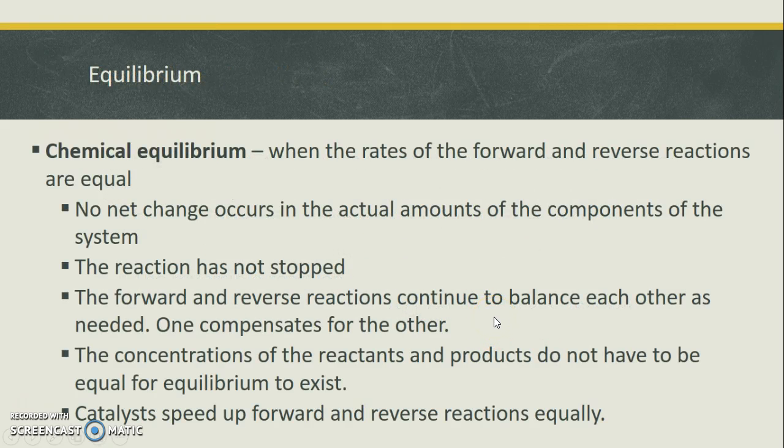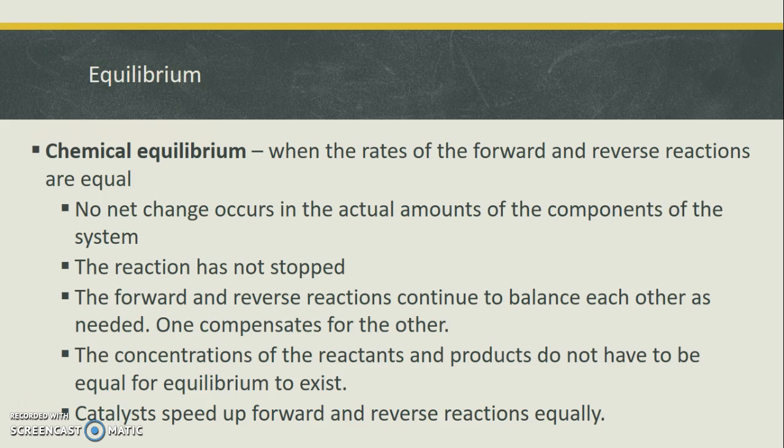Equilibrium just simply means that you have things in balance. You have things that are equal. And so with a reaction, you have equilibrium when you have the forward and the reverse reactions happening equally. A couple of points. There's no change in the actual amounts. We're assuming there's a lid on our system. It's closed. You're not actually adding new things to the reaction. The reaction doesn't stop. It keeps going. Forward and reverse reactions will balance each other as needed. If one of them gets out of hand, it'll compensate by doing the other one.